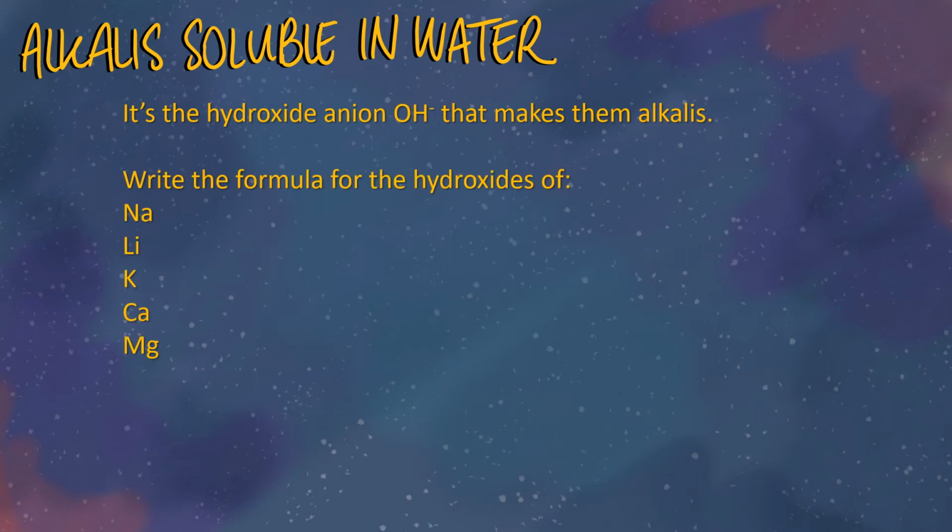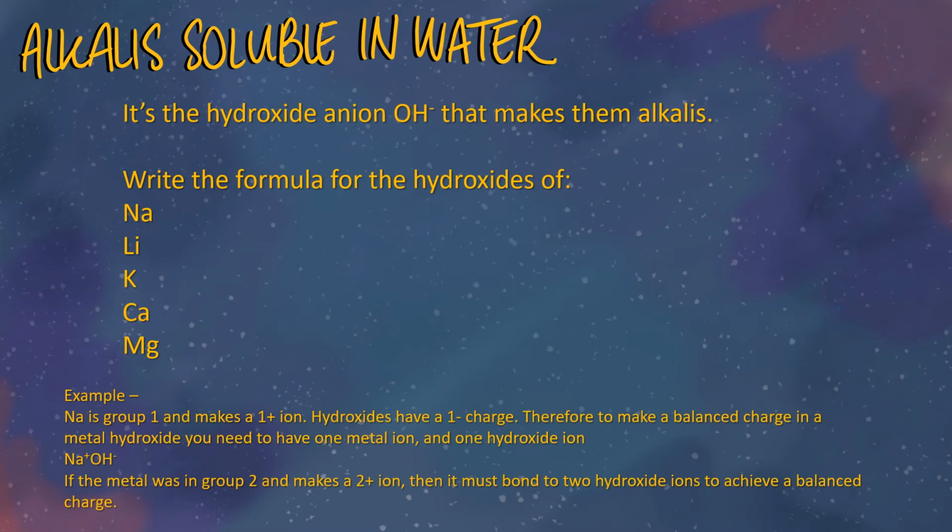What we're going to do now is practice writing the formula for the hydroxides of these elements. First example, sodium is group 1 and makes a 1+ ion. Hydroxides have a 1- charge. Therefore, to make a balanced charge in a metal hydroxide, you need to have one metal ion and one hydroxide ion, Na+ OH-.